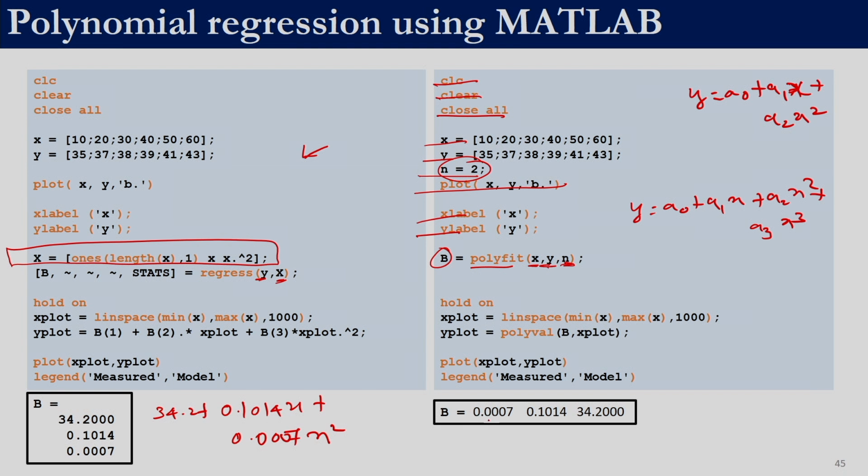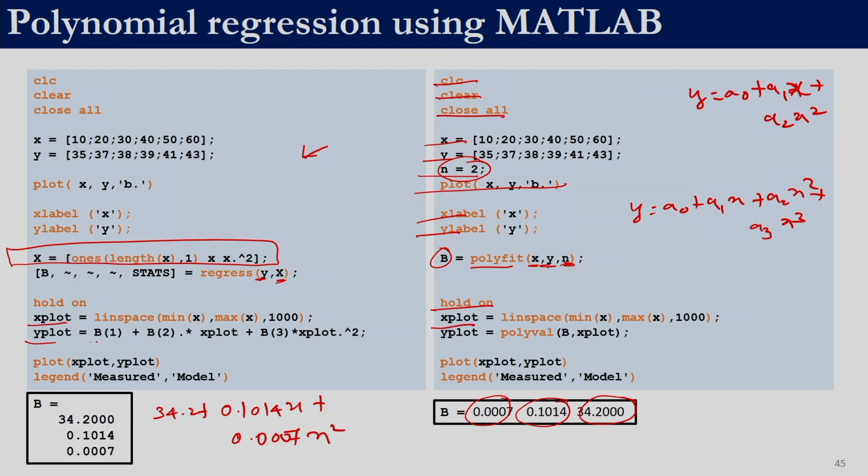So, when you are interpreting these B values, the last term is the coefficient, the last but one term is the coefficient of x, the last but second term is the coefficient of x square, and so on, right. So, that would be B. Again, hold on is the same thing, we want to still visualize it. This x plot is also the same thing.